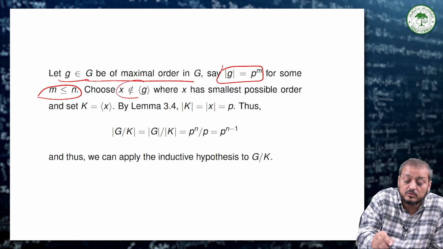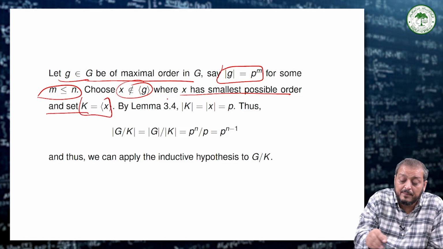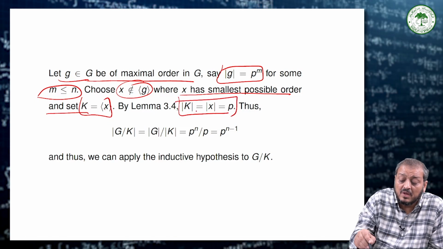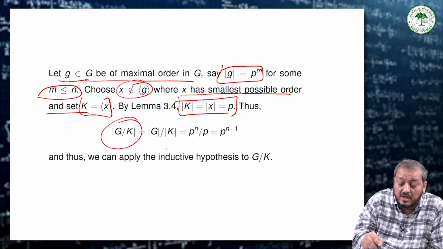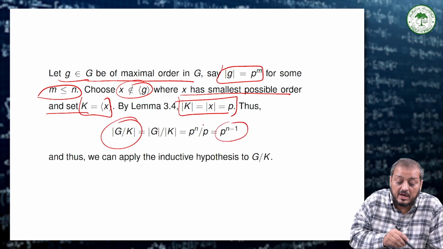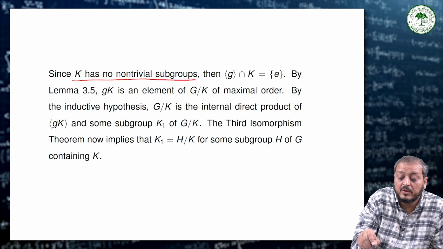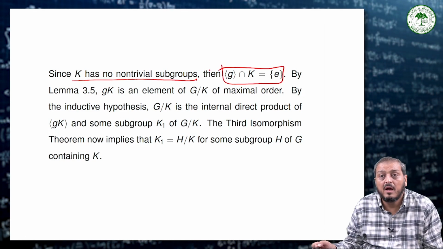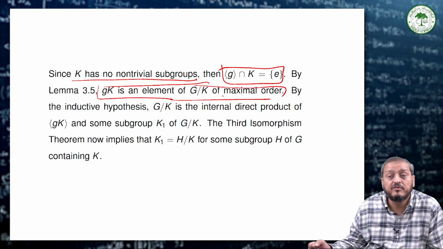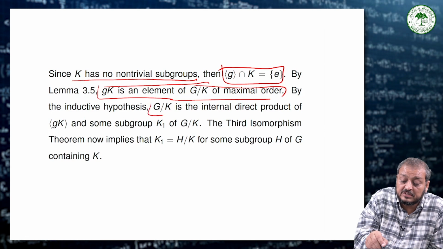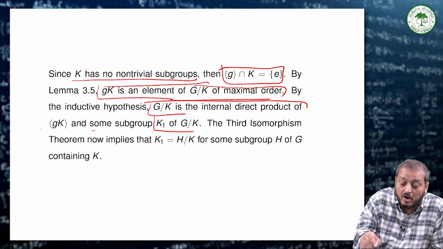Now we choose x not belonging to the subgroup generated by g, where x has the smallest positive order. Suppose K is equal to the subgroup generated by x. Then by the lemma the order of K is the same as the order of x, and the order of x is equal to p. So the quotient group has order equal to the order of G divided by the order of K, and the order of G is p^n, so this is p^(n-1). Thus we can apply the inductive hypothesis to G/K, since K is a non-trivial subgroup and the intersection is equal to the identity. So again by this lemma, gK has maximal order in G/K, and by the inductive hypothesis G/K is an internal direct product of the subgroup generated by gK and some subgroup K1 of G/K.